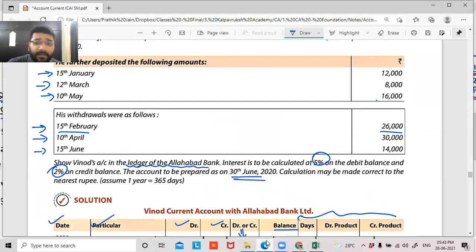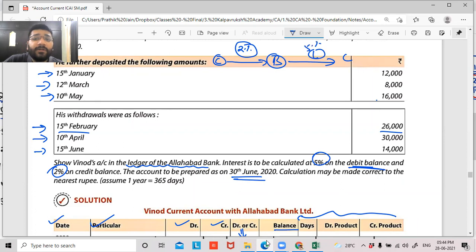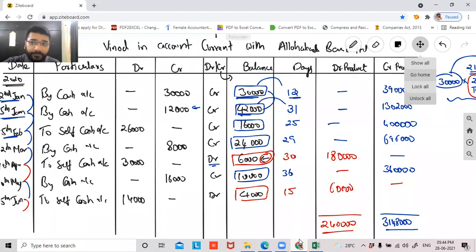Now, guys, the question says that interest is to be calculated at 5% on debit balance. Bank will always charge you more money and give you less money. What is the banking business, guys? They take money from you at a lower interest, let's say 2%. This is the customer and this is the bank. The customer gives money to the bank at 2% interest. The bank gives this money to its customers as a loan at 5%. So can I say the bank is earning 3%? On loans, the bank is earning 5% and giving 2% to you. So obviously on the debit balance, the bank will earn more, and on the credit balance, the bank will give you less. So I have to calculate 5% on debit balance and 2% on credit balance. Can we do that, guys, all of you?